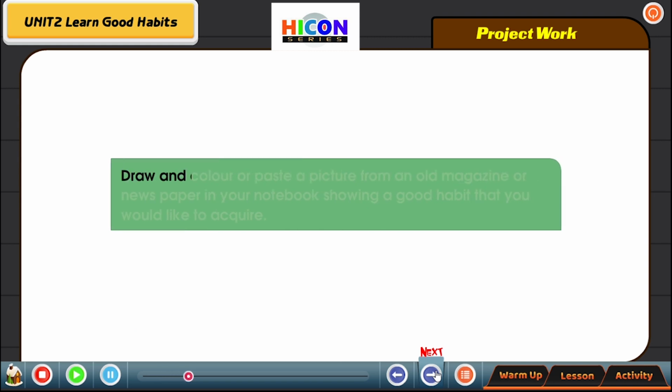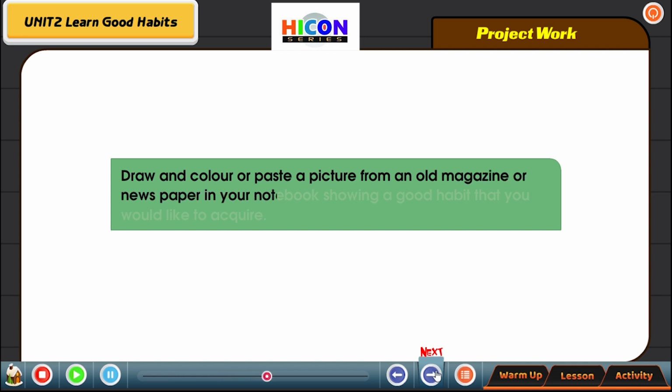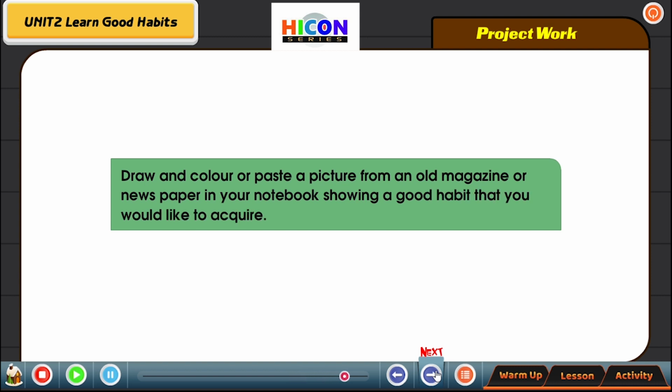A project work. Draw and color or paste a picture from an old magazine or newspaper in your notebook showing a good habit that you would like to acquire. We may come across so many pictures in the magazines, cartoon books, newspapers. So you need to go through the pictures and come to one picture which shows good manners that you would like to develop. Okay? We can show them to the friends when we go to the school next time.